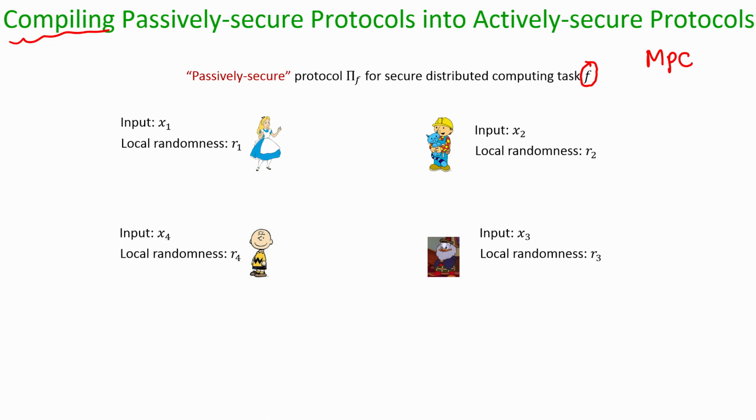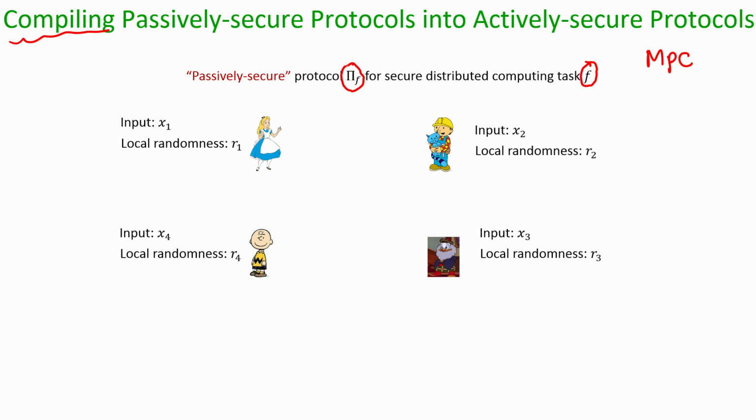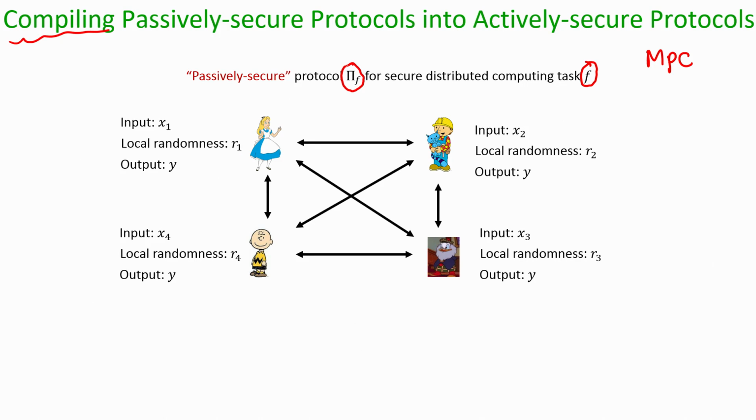The way any multi-party computation protocol works is as follows. The parties will have their own inputs and they will choose some local randomness, say R1, R2, R3, R4 respectively, and then they will interact with each other as per the instructions of this protocol pi sub f, and at the end they will obtain the function output y, where y is equal to f of x1, x2, x3, x4.